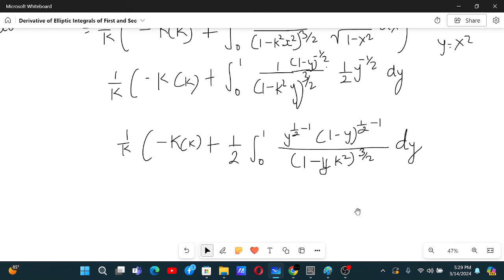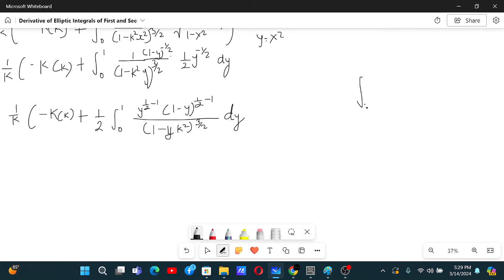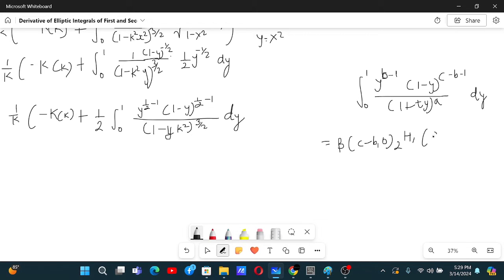So basically we know that the hypergeometric function integral is the integral from 0 to 1 of y to the power b minus 1, 1 minus y to the power c minus b minus 1, times 1 minus t y to the power a, dy. If we have this integral, this actually equals beta of c minus b comma b, times the hypergeometric function of a comma b comma c comma t. So we'll use this.